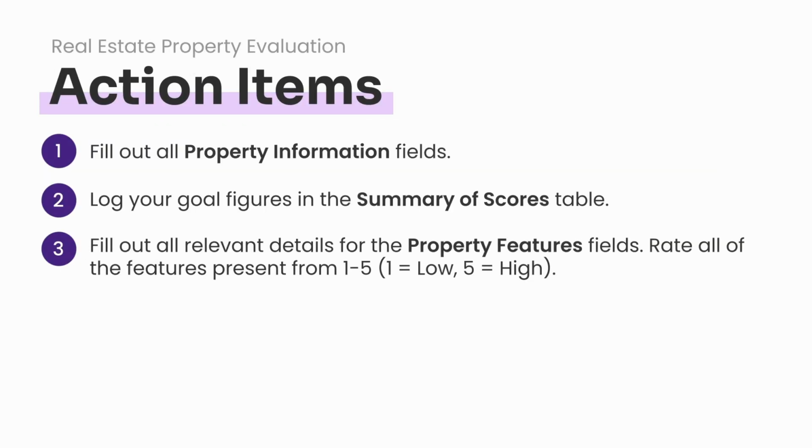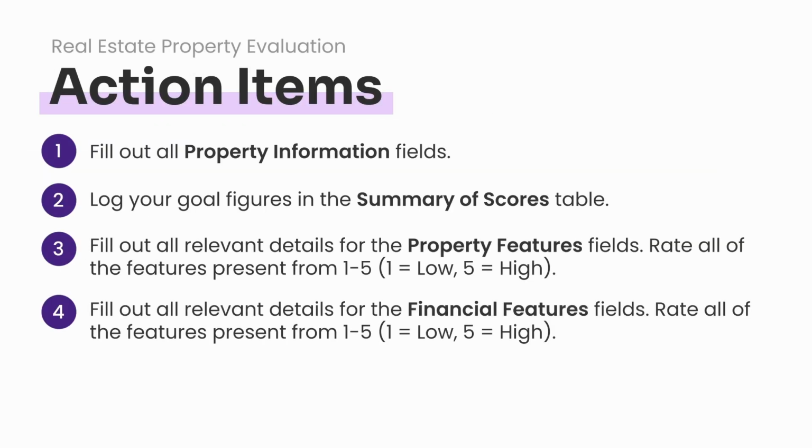Now, very similarly to the property feature section, go ahead and fill out the financial features fields. List all the details that you can find on this property or that you know of, and rate all of those features present from 1 to 5. Again, 1 being the lowest, 5 being the highest. If any of these features do not apply to you, you can put N/A in that field. It will not affect the overall average score. And then after you have finished this exercise, we are going to close out with reviewing your summary of scores table to make a final decision on this property. So good luck. You got this.